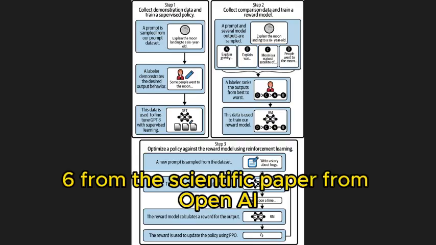Figure 1-6, from the scientific paper from OpenAI, details the entire process. Figure 1-6, the steps to obtain the instructed models, redrawn from an image by Wang et al. We will step through these stages one by one.